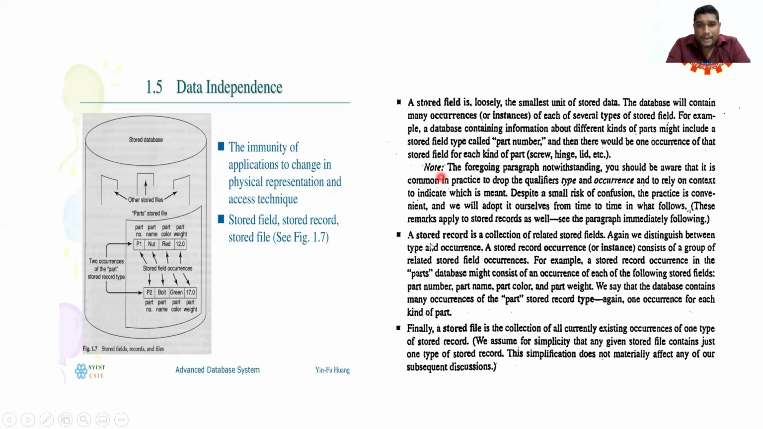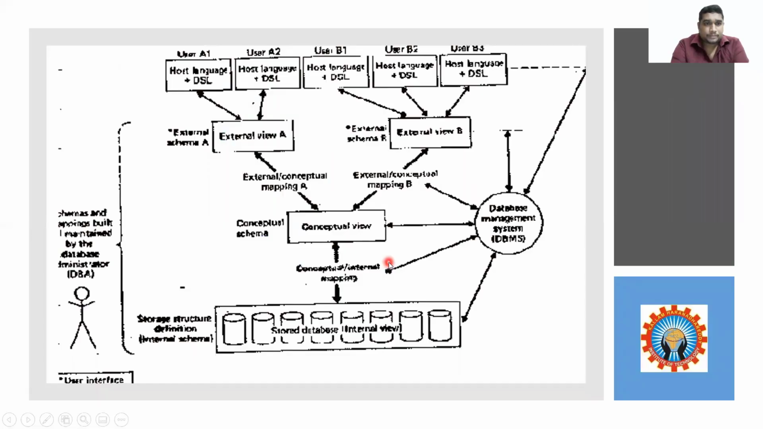All stored fields and stored records are stored in a stored file. That is nothing but your customer table or employee table. All should be stored in a stored file. This is a stored file. This is a stored record. This is a stored field. The combination of 1 and 2 is called a stored file. Clear? I hope you understand.